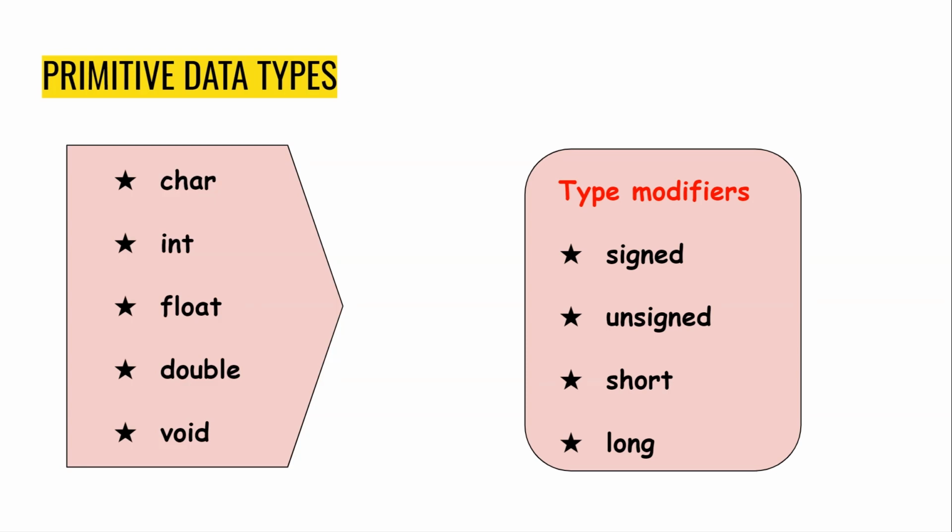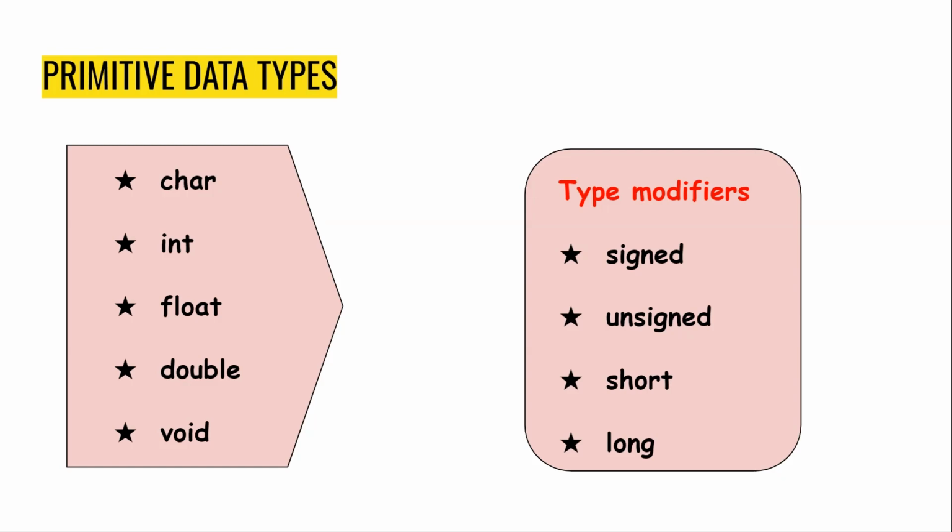Along with these primitive or basic data types, we can prefix them with some type modifiers. So what is a type modifier? They are used to modify the base type to yield a new type, which means that it modifies the range of values that can be held by the particular variable and the arithmetic properties of the base type. We have a few type modifiers like signed, unsigned, short, long. These can be used along with the basic data types.